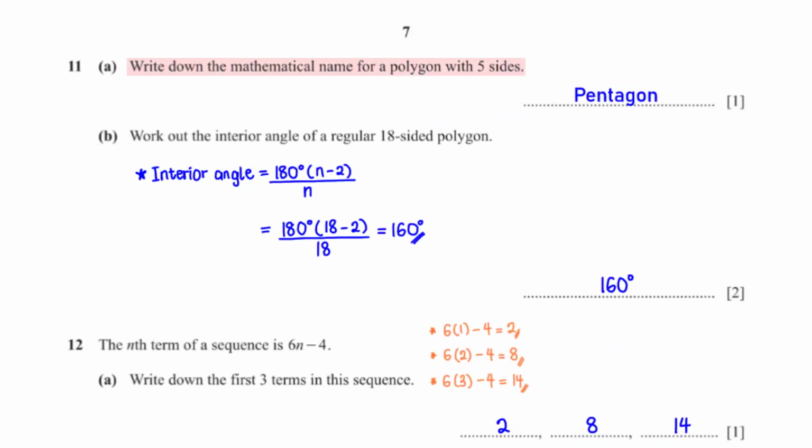Write down the mathematical name for a polygon with 5 sides. A polygon with 5 sides is a pentagon.